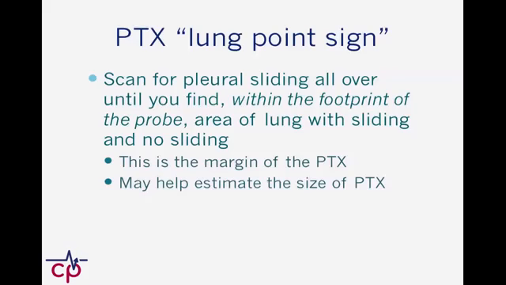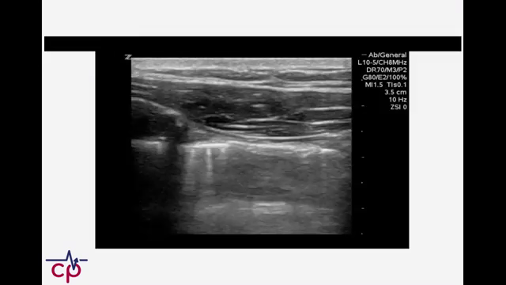Lost at sea, bad. If you're a pro, you can find the lung point sign. This is the inflection point of the pneumothorax. Looking at the same place, between these rib interspaces and looking at the pleura, if within the footprint of the probe you're seeing an area of lung sliding and then an area of no lung sliding, this is actually the margin of the pneumothorax. This is where the pleura is adjacent and then splits apart. If you find it in a couple places, it can help you estimate the size of the pneumothorax.